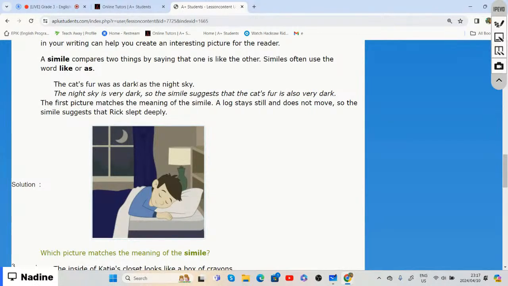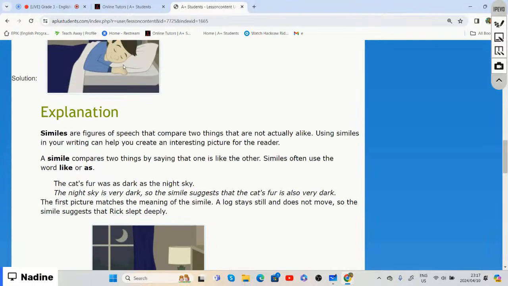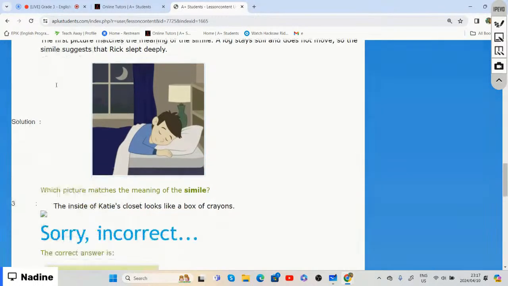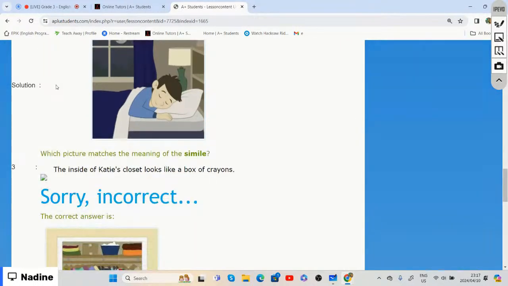The log is in the middle of the pathway. We do not move it. And we said when we compare these words in similes, they often use words like or as, and that is to compare one figure of speech to another.